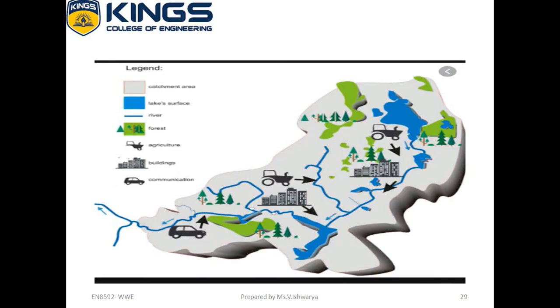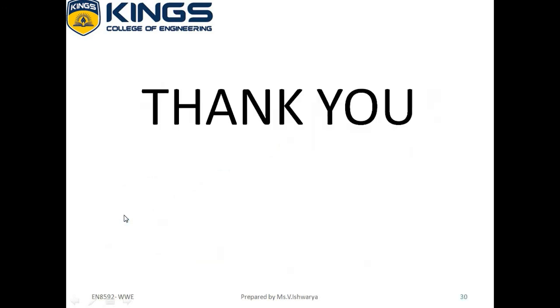So here they have given a format of a simple ground. This is the portion that is the catchment area. The blue color portion indicates lake surface and the blue line indicates river, and the green portion indicates forest. This symbol indicates agricultural land, this area indicates the buildings, and this portion indicates communication. So here, if rainfall takes place, it is gathered in some places and it moves over the steeper slope areas. Thank you.